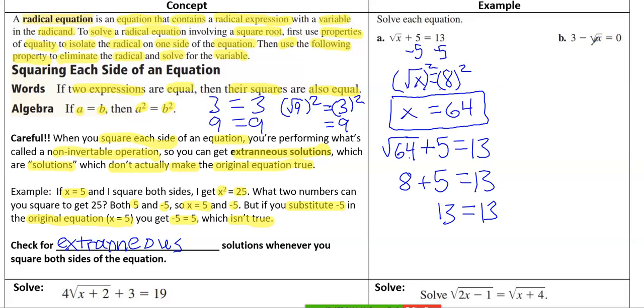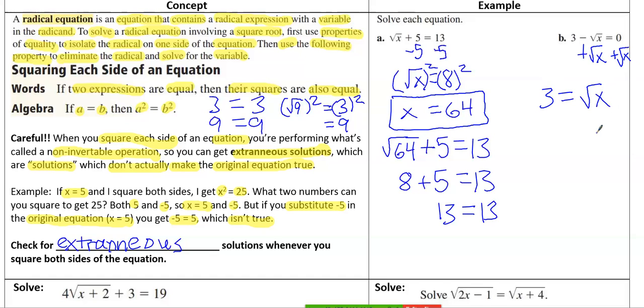Okay, well anyways, let's do this. 3 minus square root of x is equal to 0. According to the directions here, we need the radical by itself. I'm gonna add the square root of x to both sides. That leaves us with 3 is equal to the square root of x.